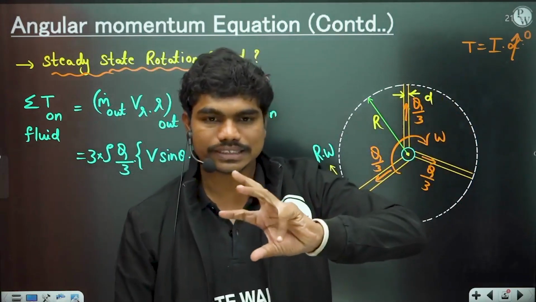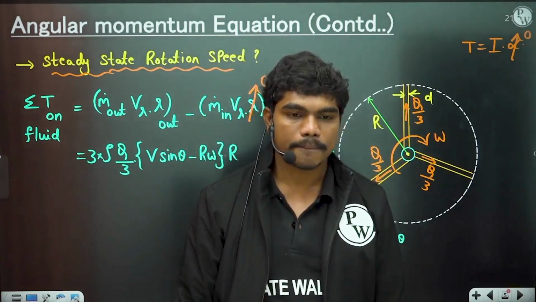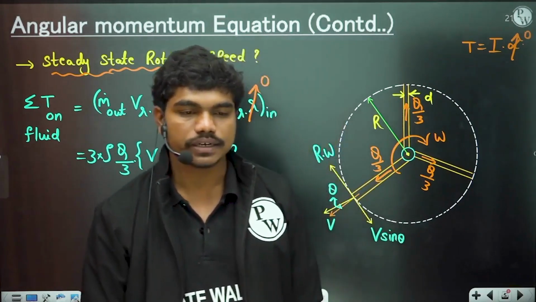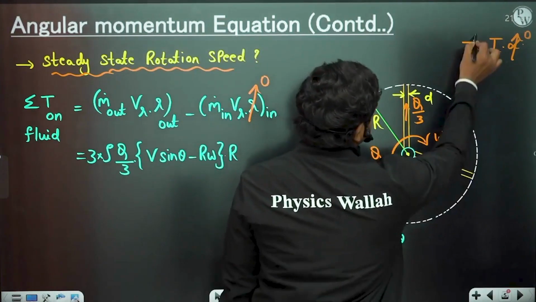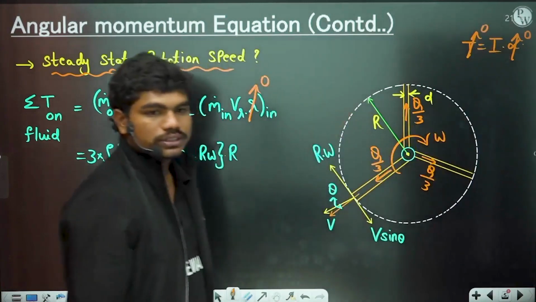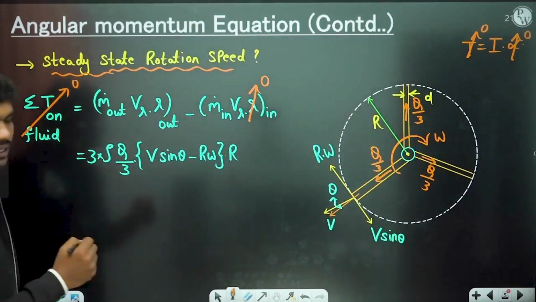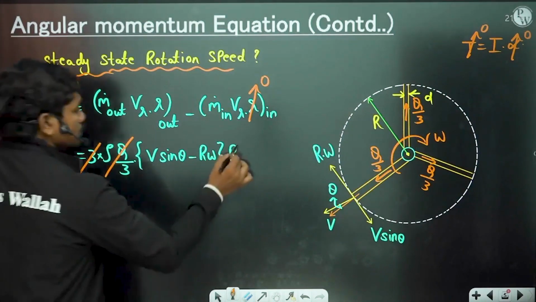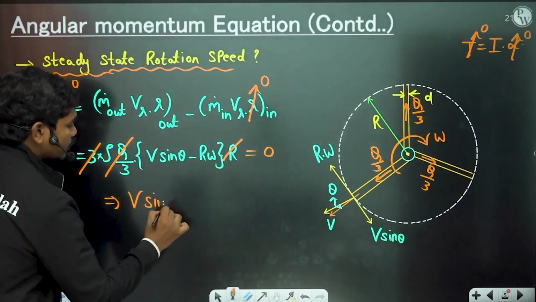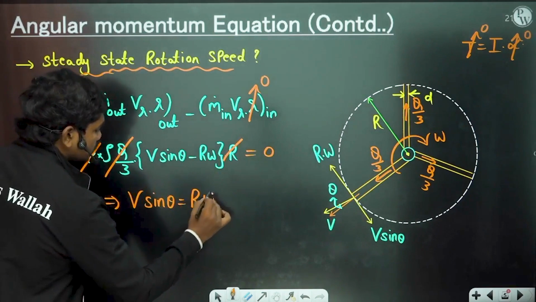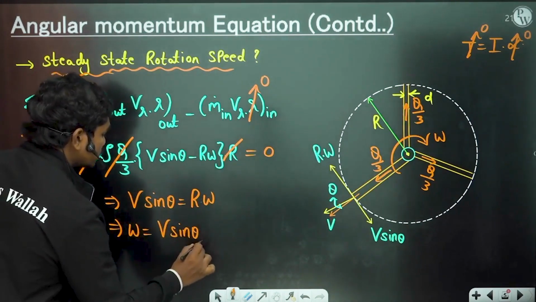If this has to rotate at some constant RPM, then in such case, what could be the case of sigma T, torque acting on the sprinkler? Yes, it is 0, correct? So basically, if you see, this is 0. Similarly here, sigma T on fluid is also 0. So obviously all these terms don't show any impact. So this implies V sin theta should be equal to R omega. So what about omega? V sin theta by small r is the case.